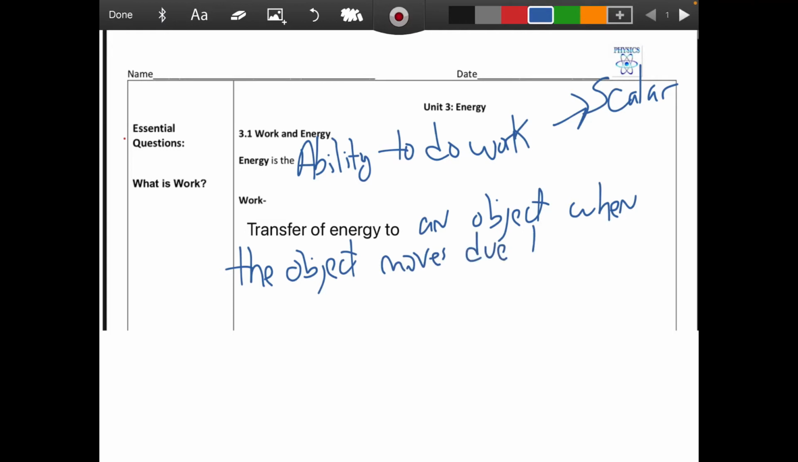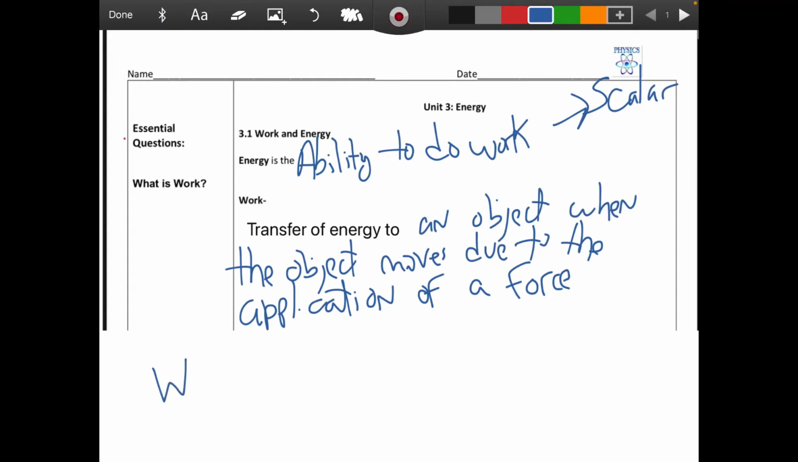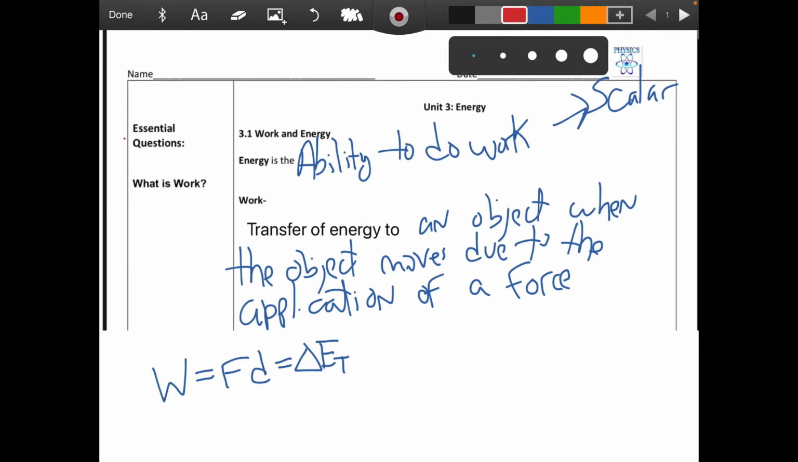due to the application of a force. On your reference table, we're going to have work, which is capital W, equals force times distance. And like I said in the definition of energy, if work is done, it's also going to change the energy of the system. So we have delta of the total energy. So it's a change.